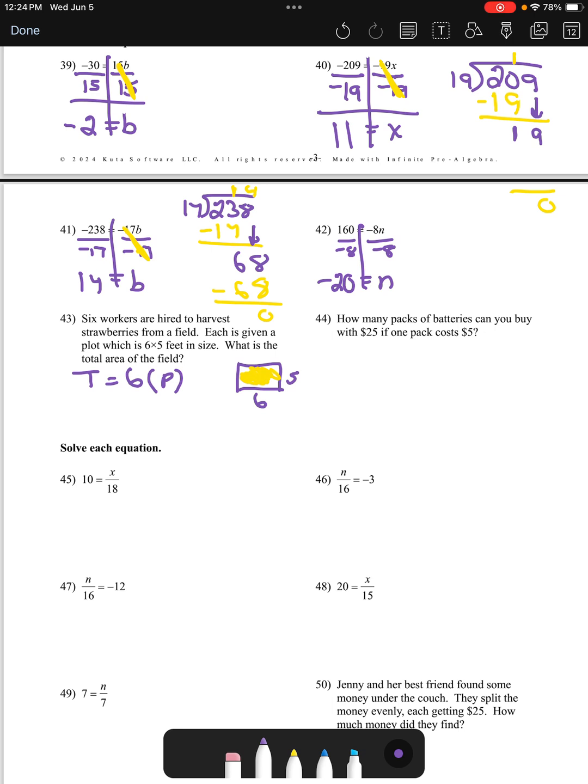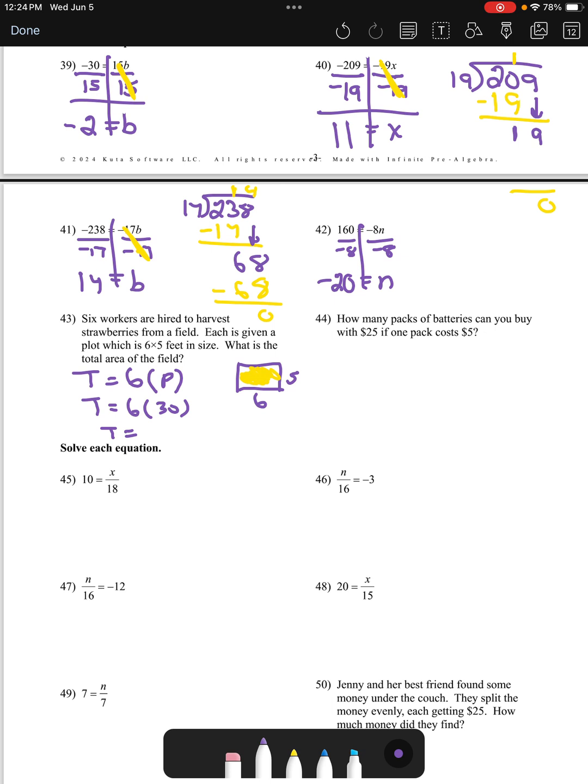Hopefully, at some point in time, you've dealt with some basic area work, and a rectangle is one of the simplest shapes we can use. How do we find out how much space is inside of it? By multiplying its sides. So what is the area of one plot? It's 30 square feet. 5 times 6 to make that 30.